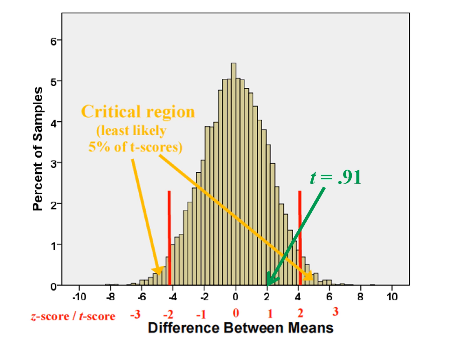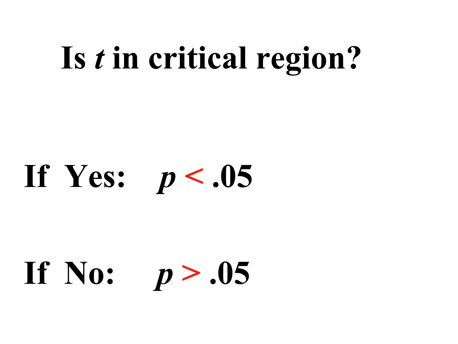And here is our t-value of 0.91 in the distribution. Does this value lie in the critical region? It doesn't. It actually is far away from the critical region. If our t-value falls in the critical region, our p-value is lower than 0.05.